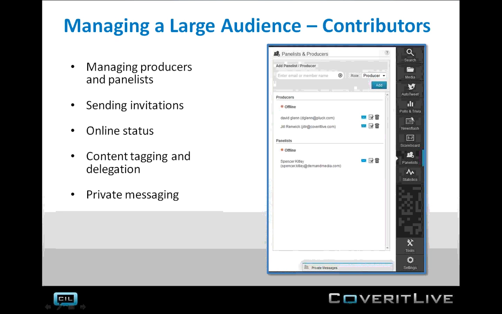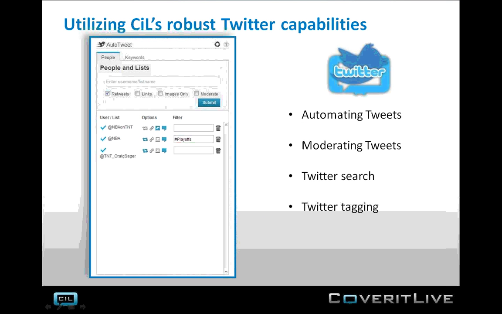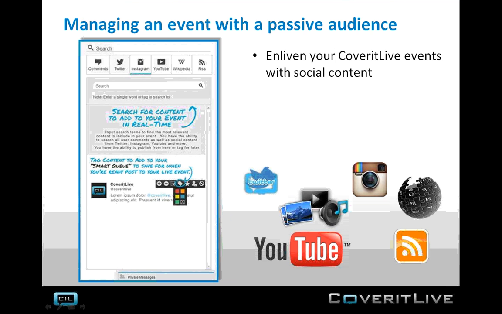Then we'll transition to how you can pull in more automated content to keep your event up to date, as well as very relevant socially, and show you some of the new capabilities around using Twitter and the moderation and filtering capabilities that we've added around Twitter, as well as some of the other more robust search capabilities we have across other social destinations like Instagram and YouTube and Wikipedia, as well as how to add your own content.